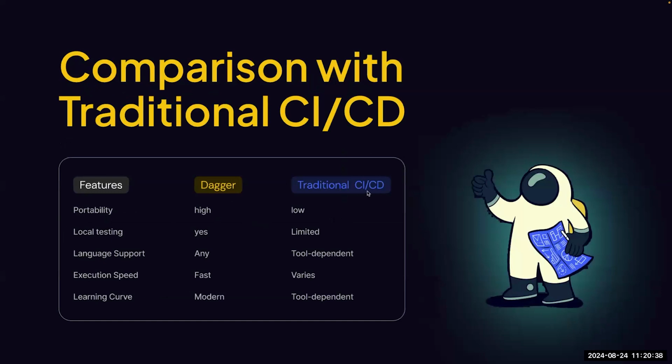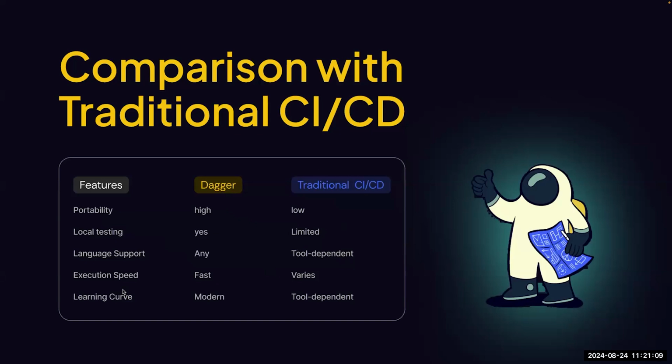Where local testing is concerned, you can't do that in traditional CI/CD. That is a low. While local testing is possible in Dagger, in CI/CD it is limited. Language support: definitely Dagger supports many languages, but traditional CI/CD is tool dependent. If you are using GitHub, then you need to write the CI/CD in a GitHub way. If you are creating CI/CD in GitLab, then you have to make sure that you create your YAML file in a GitLab manner, right?